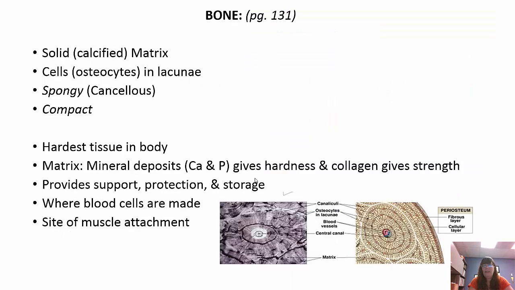Bone is another specialized connective tissue. It has a solid matrix. It's calcified. The cells are the osteocytes. Again, they're inside of lacunae. We have two types, spongy and compact. It's the hardest tissue in the body. You have mineral deposits, calcium and phosphorus, that give it hardness, and then collagen again gives it strength. It provides support, protection, and storage for certain things like calcium. It's where blood cells are made, and muscles also attach to it.